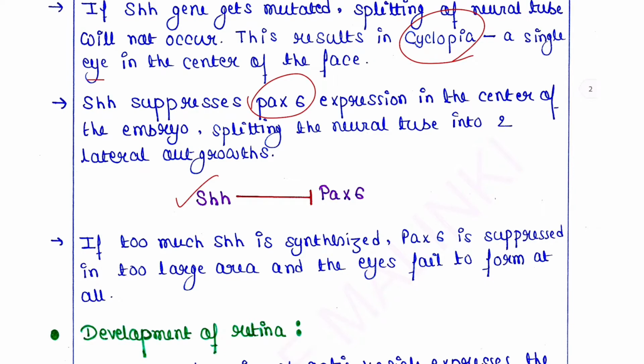If too much SHH is synthesized, PAX6 is suppressed in too large an area and the eyes fail to form at all. Because PAX6 is the master control gene and it is required for the formation of eyes. And if too much SHH is synthesized, the PAX6 gene will be suppressed in too large an area. Therefore, eyes fail to form.